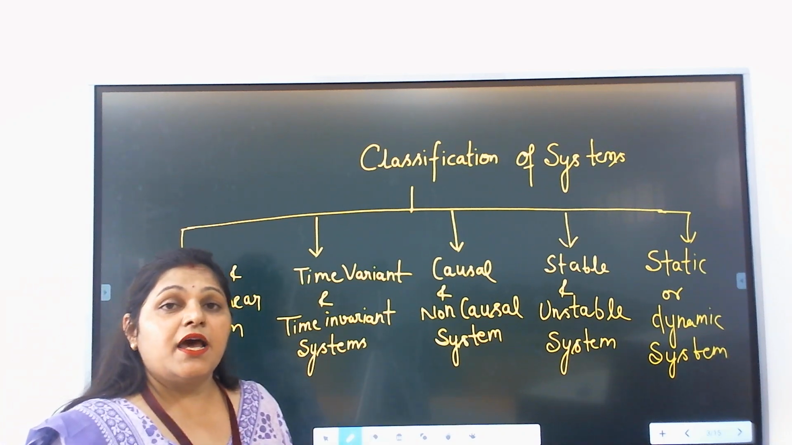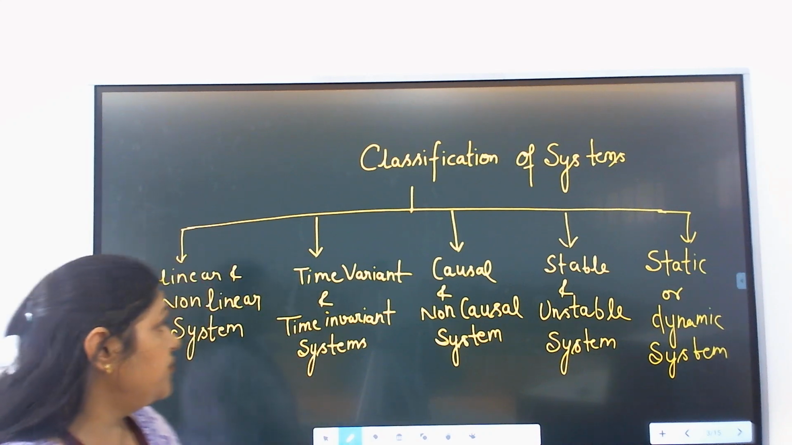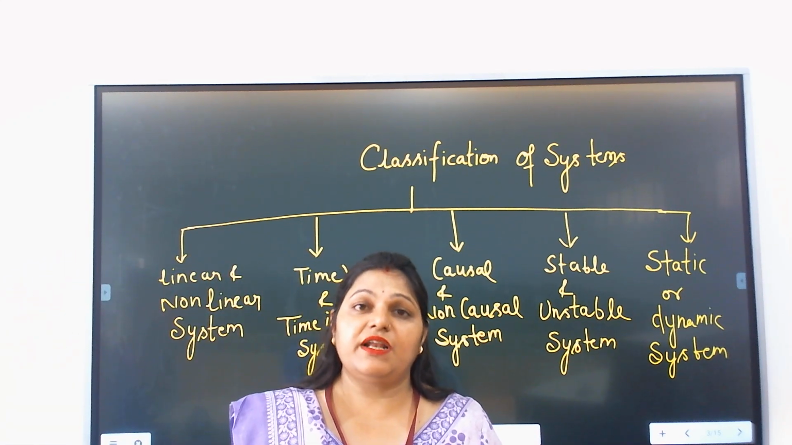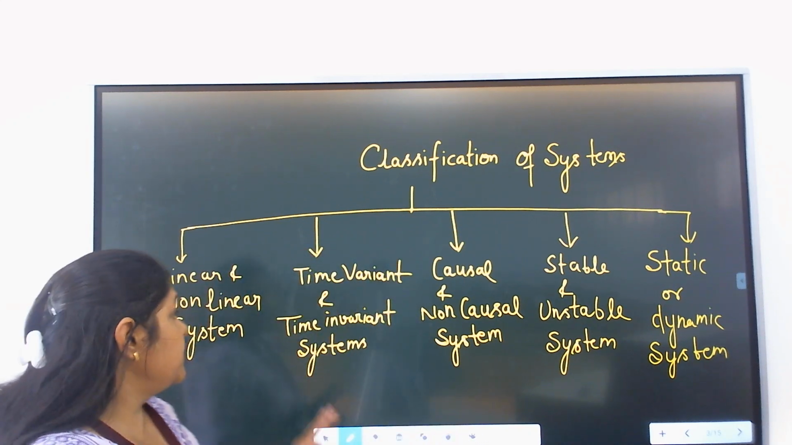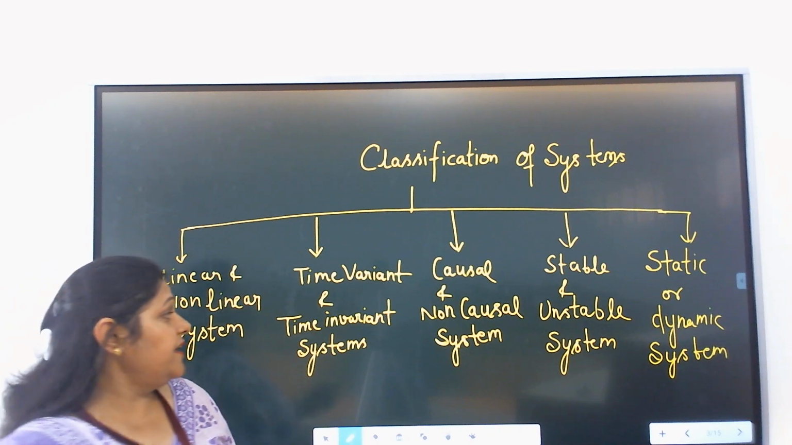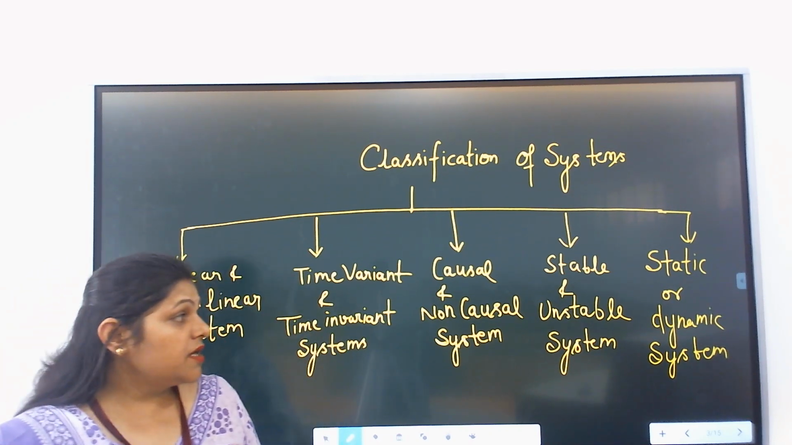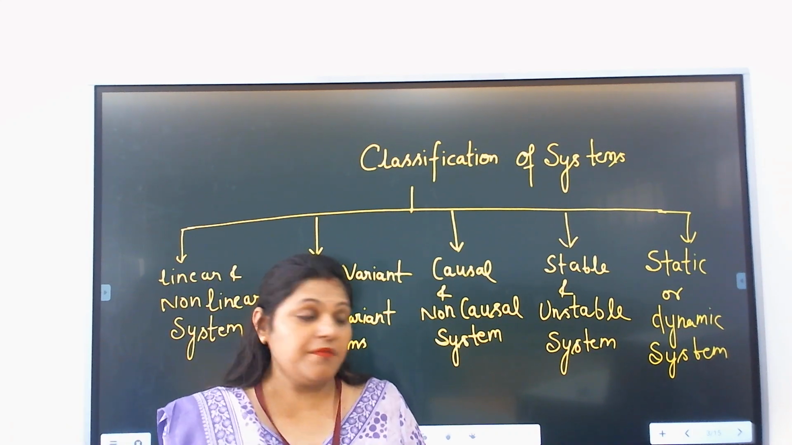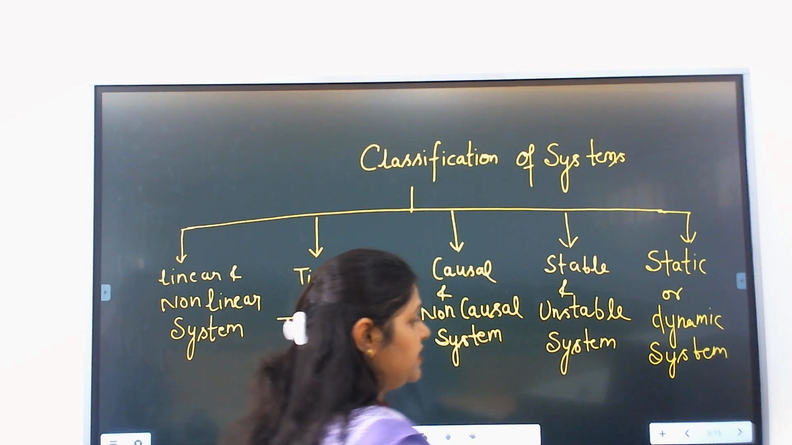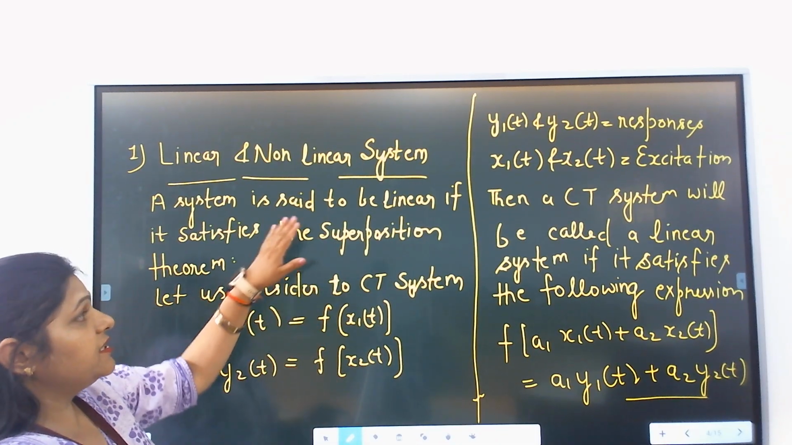Now next is classification of systems. A system has 5 types. First, a system can be a continuous time system as well as a discrete time system. First one is linear and non-linear system. Second is time variant and time invariant system, causal and non-causal system, stable and unstable system, and last is static or dynamic system. Now we will start with linear and non-linear system.